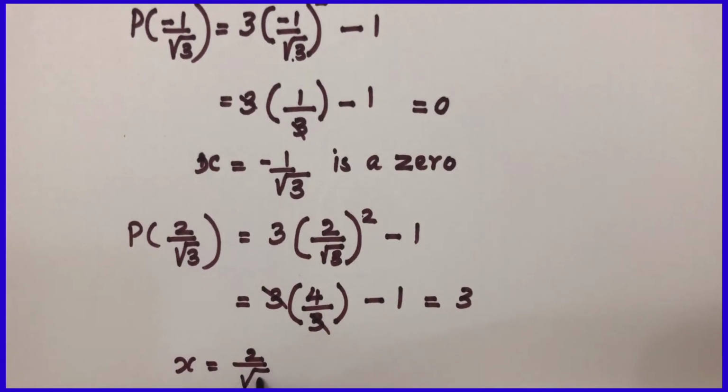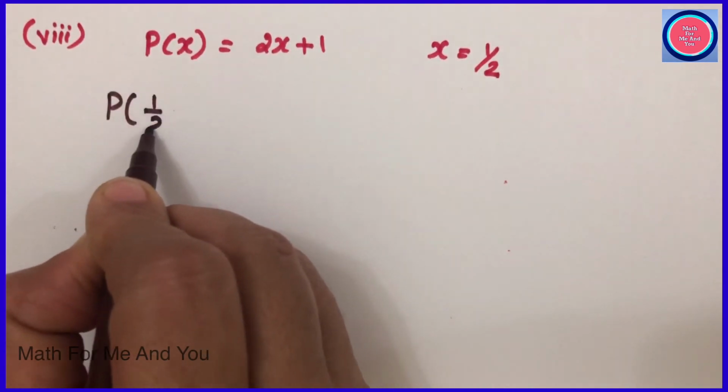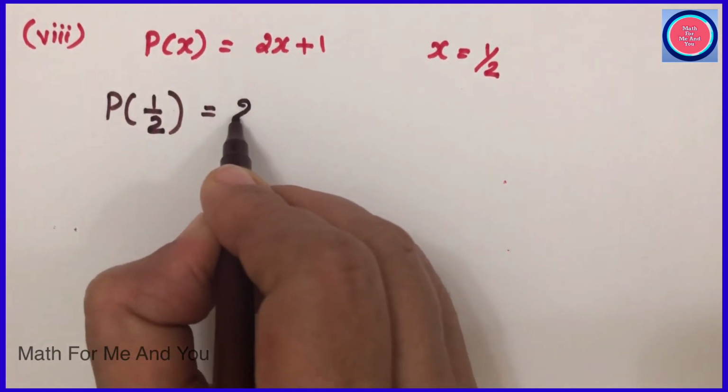So we could say x equals 2 over root 3 is not a 0 of the given polynomial. In the next polynomial, we have to check at x equals 1 over 2. Does this polynomial become 0 or not? P of 1 over 2.